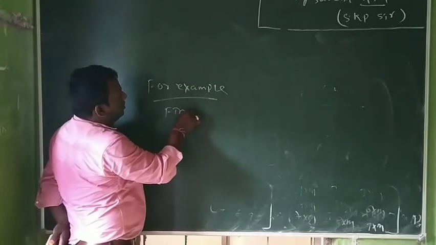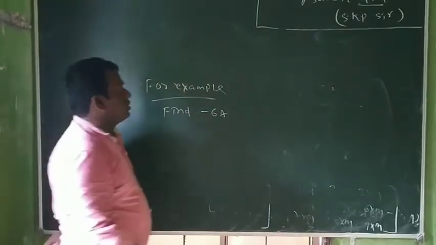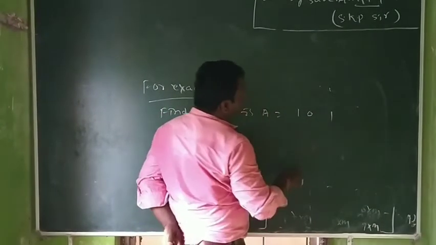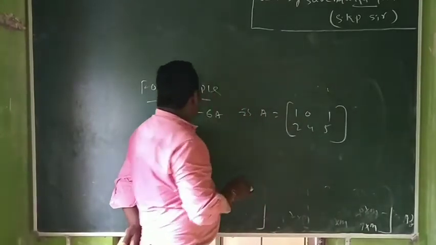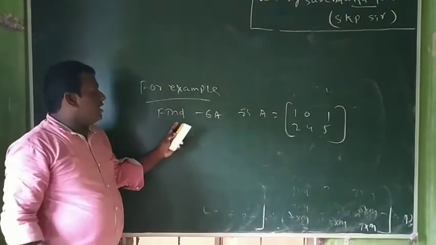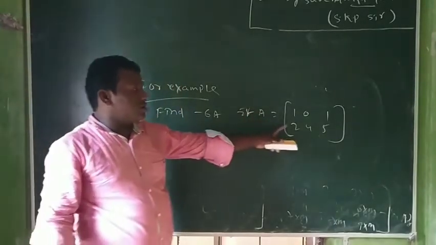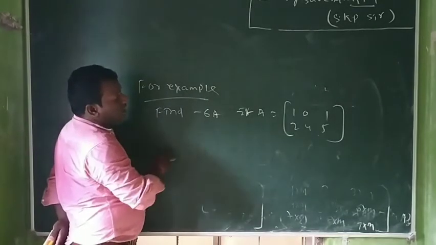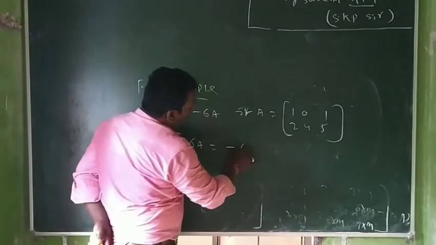Find minus 6A, if A equals 1, 0, 1, 2, 4, 5. Here minus 6 is a scalar and A is a matrix, so minus 6A equals minus 6 into the matrix 1 0 1 2 4 5.